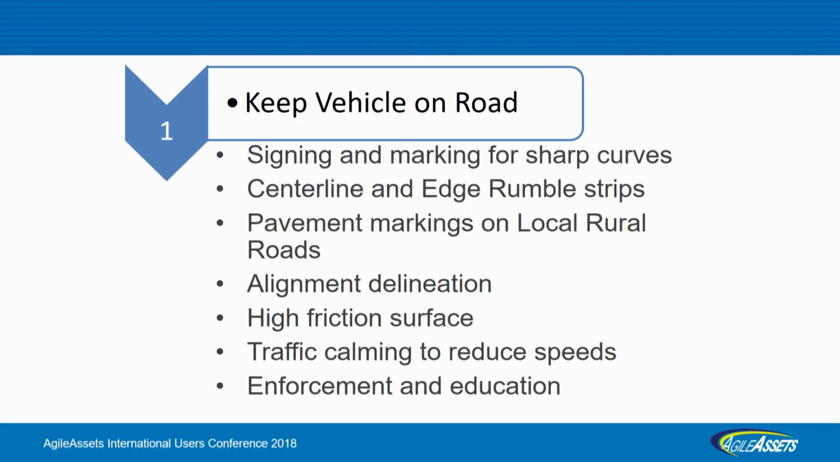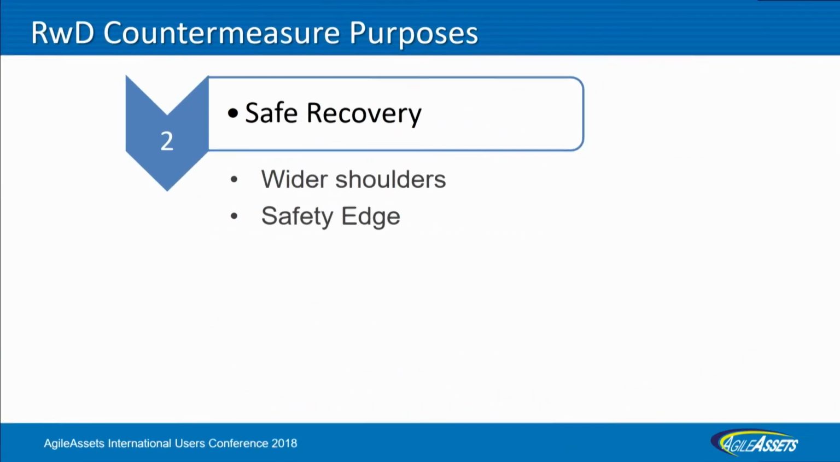So keeping the vehicle on the road involves things like improving signings and markings for curves, center and edge line rumble strips, better delineating the alignment, high friction surface treatments. We're actually doing a lot of those in West Virginia right now, and we're seeing a lot of really good results from that. And then we also work with our enforcement and education partners to address certain areas and help with some of those issues as well.